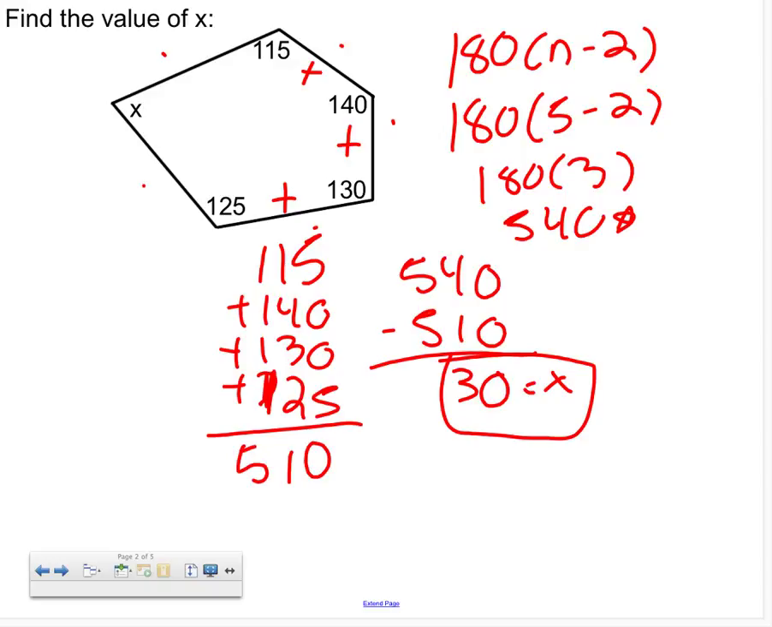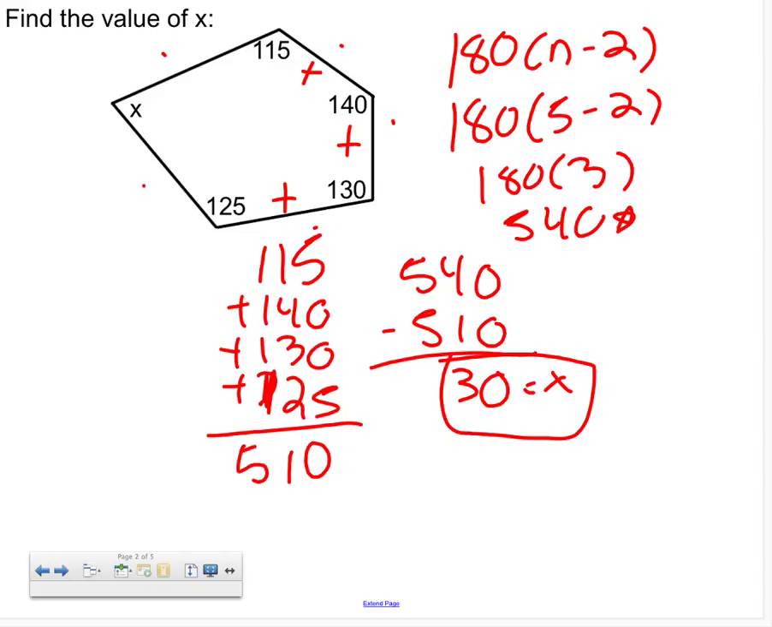So that missing angle has to be 30 degrees in order to keep this a 5-sided shape. If it's anything more or less than 30 degrees, the shape will not work out. It will not be built as specified. So it really just boils down to: figure out what you have, figure out what you need, subtract them, and then find what's left. Whatever's left, there's your answer.